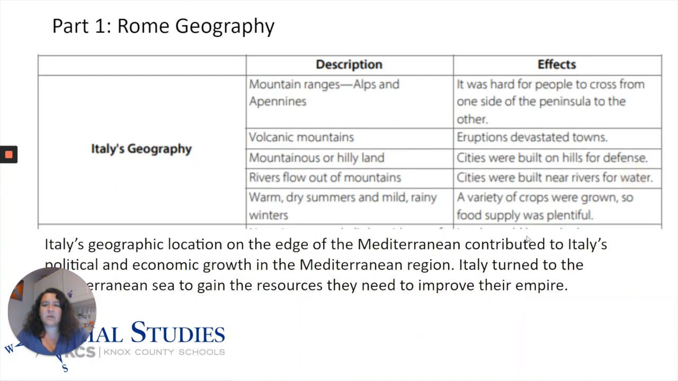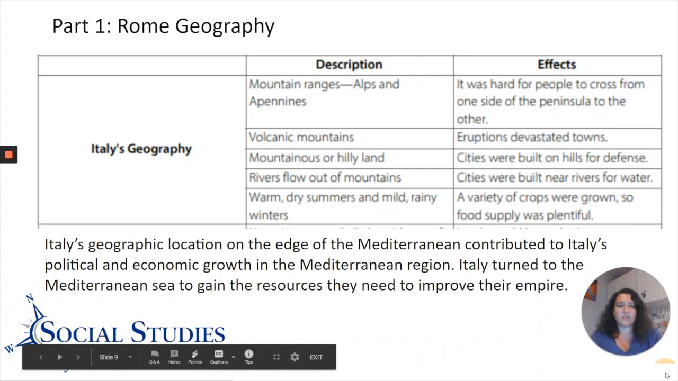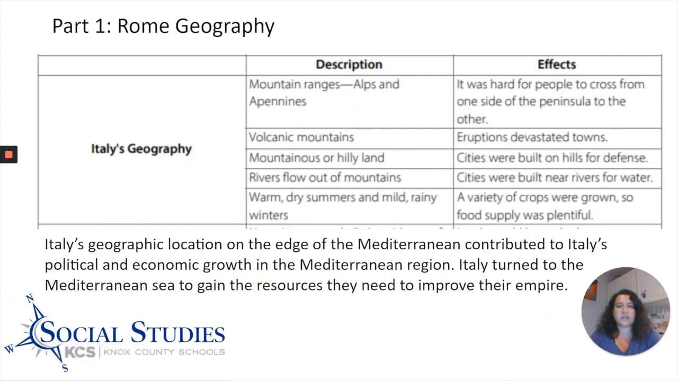The last thing we're going to look at for these first two objectives is a comparison of the description of the physical geography and the effect that it had on Italy. So let's look at this chart. The mountain ranges' effect on Italy was that it was hard for people to cross from one side of the peninsula to the other. The volcanic mountains could have provided eruptions that devastated towns.